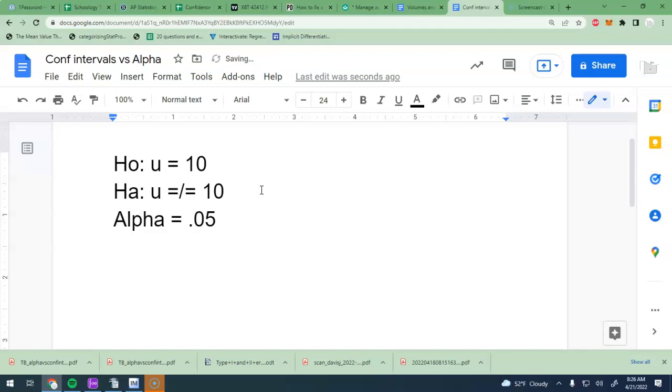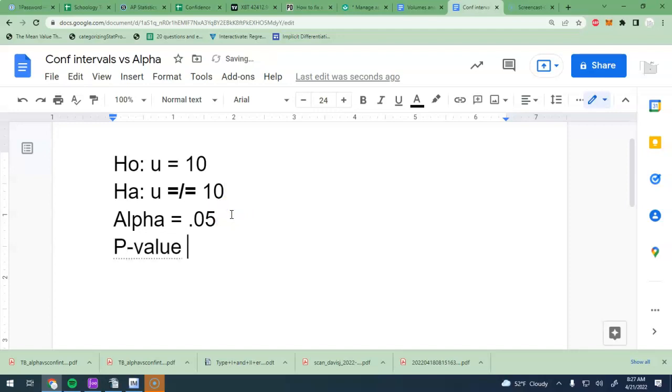Right, so I want to try to go through how to compare a confidence interval and a test. This isn't bad. Let's say I had this set up here: H0, mu equals 10; HA, mu is not equal to 10. This only works if it's not equal to. So I'll pull that. Alpha equals 0.05.